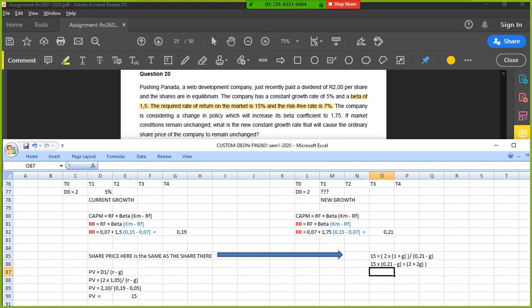Is that alright? Are you okay with that first step? Yes. Okay, next step, multiply out. 15 times 0.21 is that answer. Okay, 15 times minus g is minus 15g. Minus 15g, yes. Equals 2 plus 2g. Okay, how's your algebra?